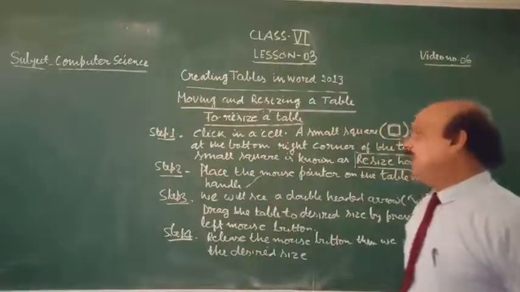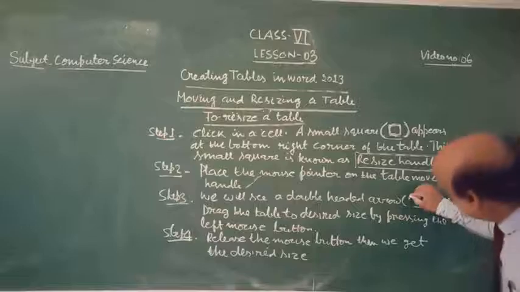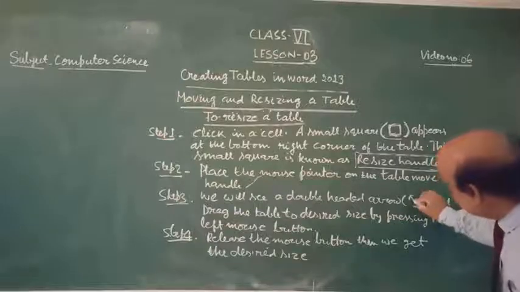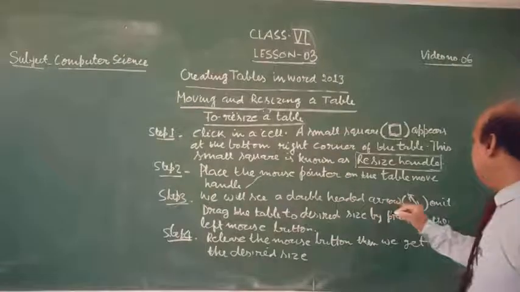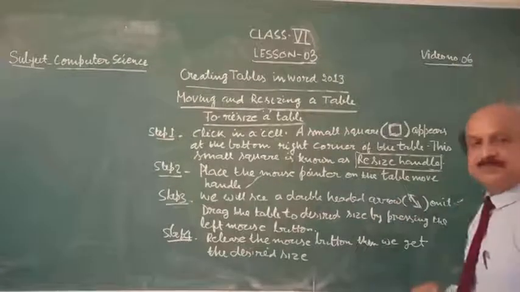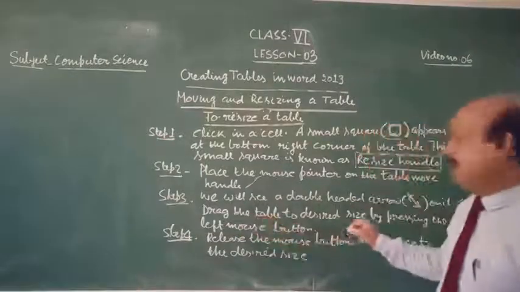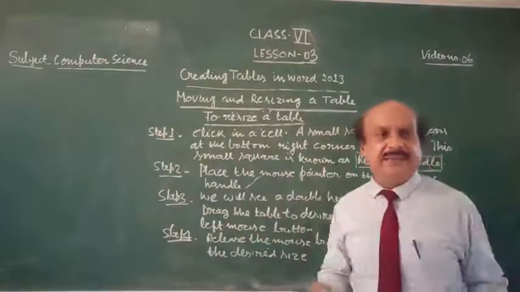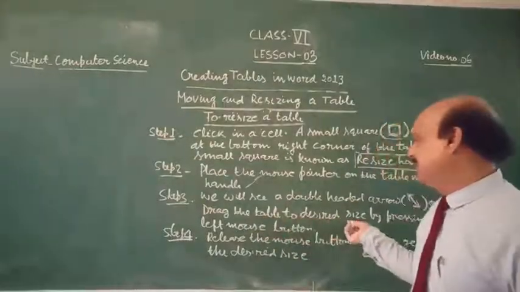After that, we will see a double-headed arrow. Double-headed arrow means the arrow sign will be there in the move direction. It will display on the screen. Drag the table to the desired size. So you will select the size in which you want to make the table.